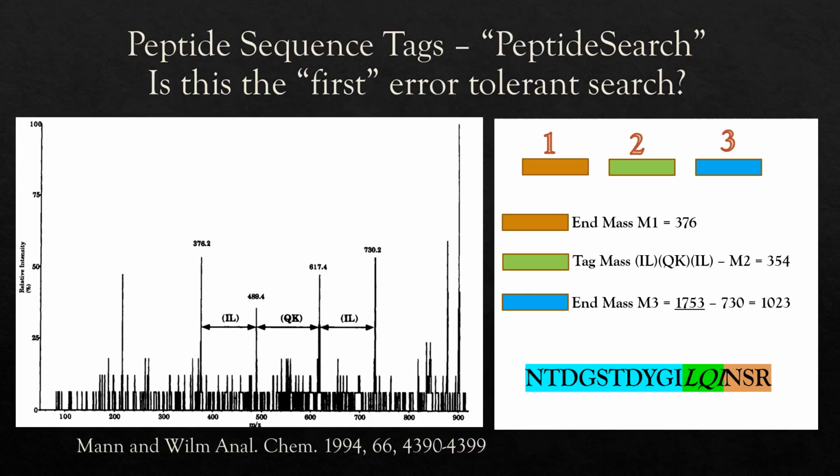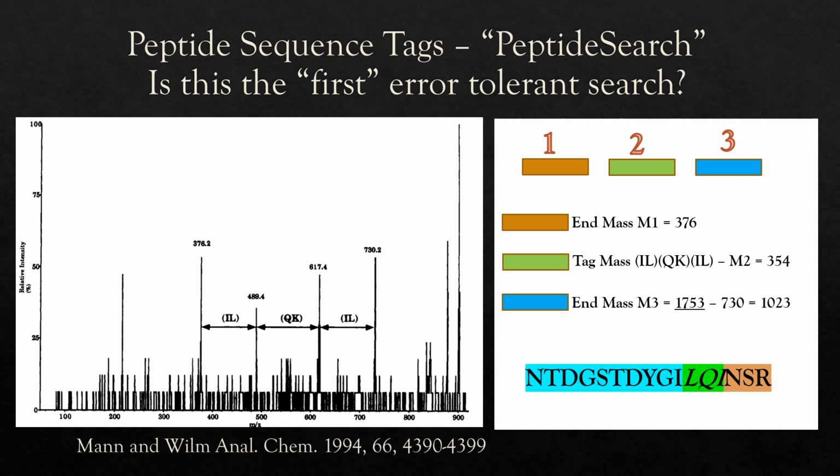It wasn't really until 1994 when computer algorithms started to be able to interpret tandem mass spectrometry data. Here's the first published work that I found, by Matthias Mann and Wilm in Analytical Chemistry. Here, they didn't really try to match the entire tandem mass spectrum to a theoretical mass spectrum, but they used different pieces of information to try to figure out what the best peptide match was using a sequence database.